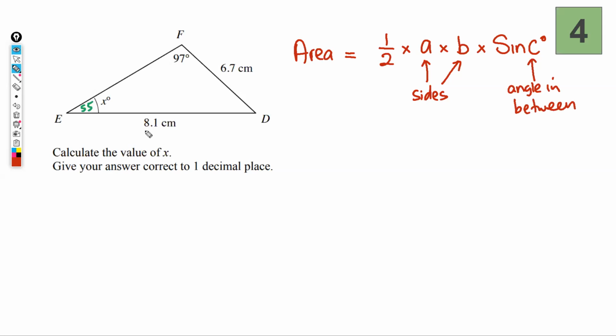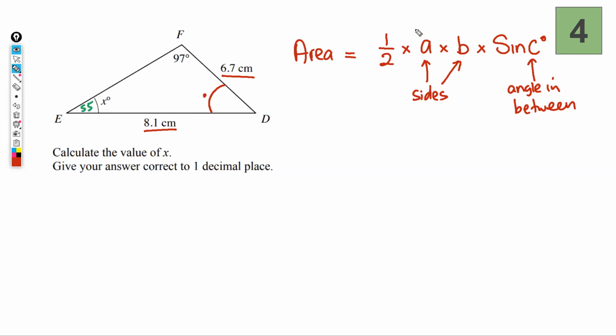Now, the two lengths of sides we were given were 8.1 and 6.7. These two sides meet over here. Did they directly give you this angle? No. I know some of you said you're going to use the 97, and some of you said you're going to use the 55. But both of those would be wrong. You need only this angle, because that's the angle in between the two sides. But there's a very easy way to find it, because all the angles in a triangle add up to 180. So add up 97 and 55, and subtract it from 180.